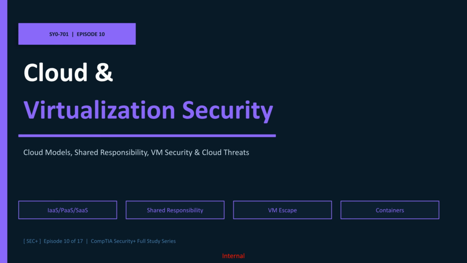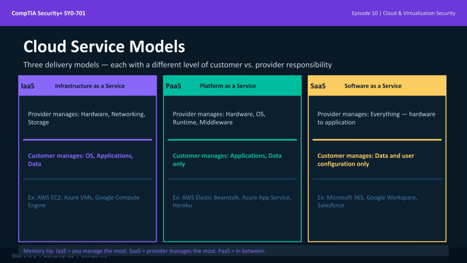We will explore cloud service models, the shared responsibility model, virtualization threats like VM escape, and container security. The 3 cloud service models define responsibilities. IaaS requires the customer to manage the OS, applications, and data. PaaS requires the customer to manage applications and data. SaaS requires the provider to manage everything except user configuration and the data itself.